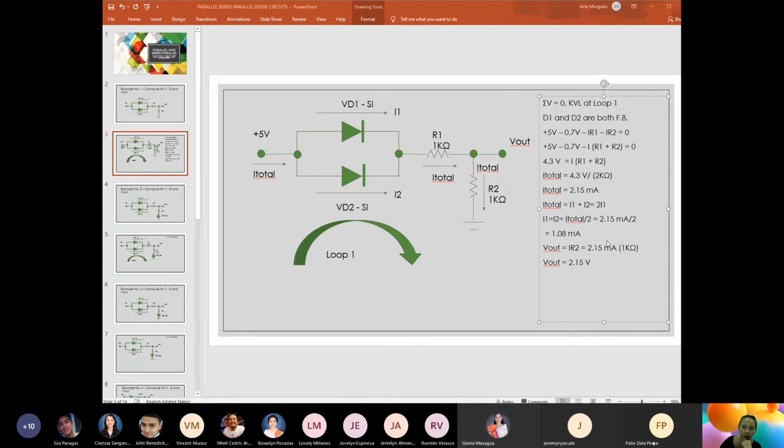Pero mas maganda kung you get accustomed with yung mga ganitong notation. Times 10 to the negative 3 is milli. Iba yung small m sa big M. Big M is mega. Mega is times 10 to the 6. Okay?